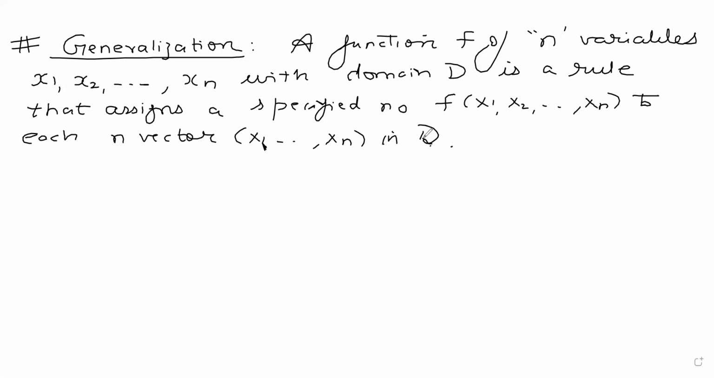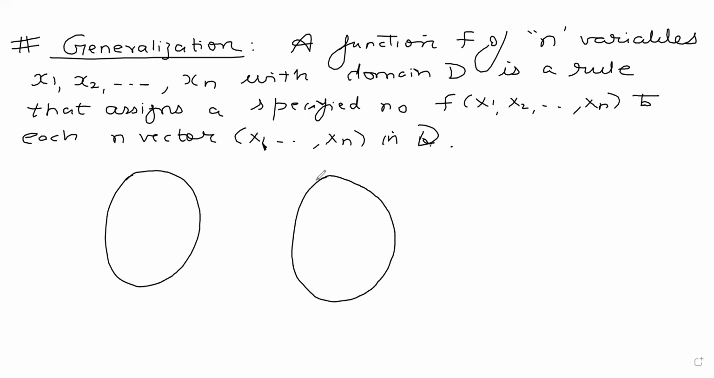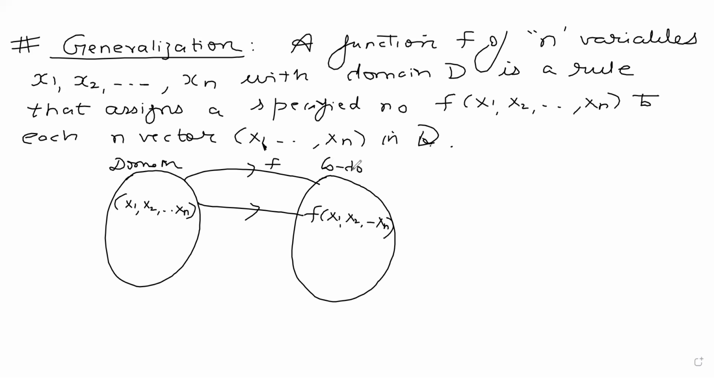So this is not new. This is just a generalization to the nth dimension now. It's like saying that now I have a function which is mapping the nth dimension vector to its image f of x1, x2, xn. This is my domain and this is my codomain. Again, we will keep on having different values. You can think of it as x1 zero, x2 zero, xn zero.